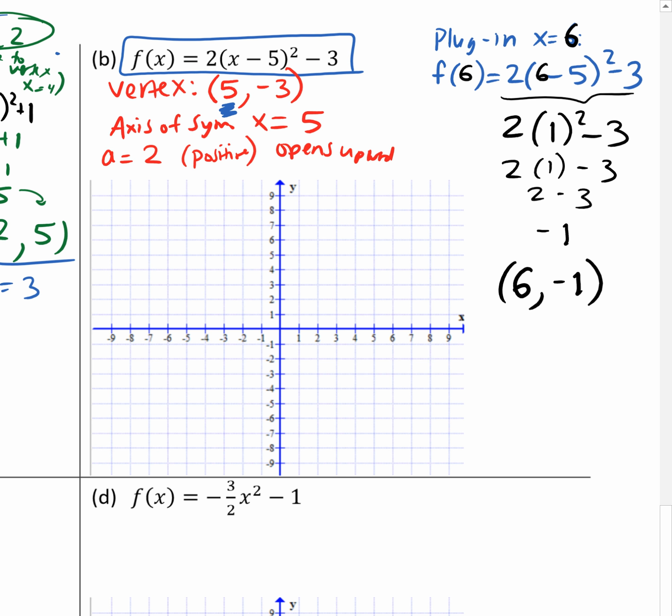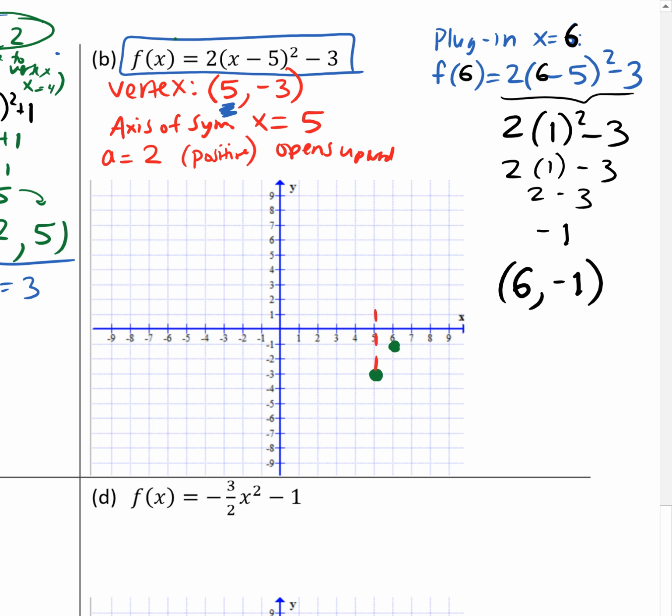So there we are. Let me plot these points. It doesn't matter which one you plot first. The vertex was 5, negative 3. That's over here. And the second point I found was 6, negative 1. That's here. Alright, and I can see this thing's going to open upward because we've already decided that.